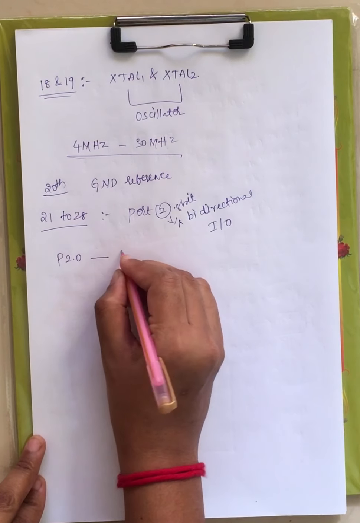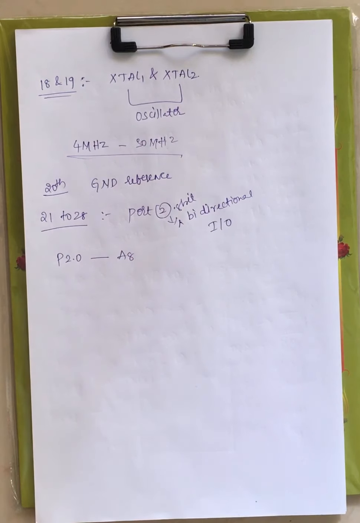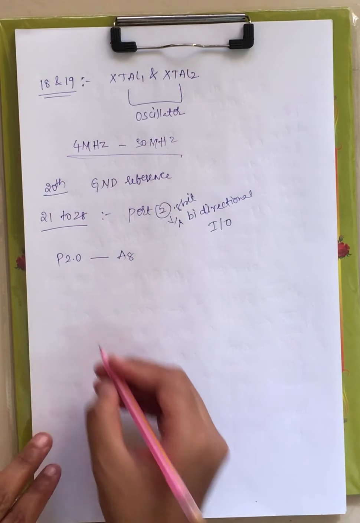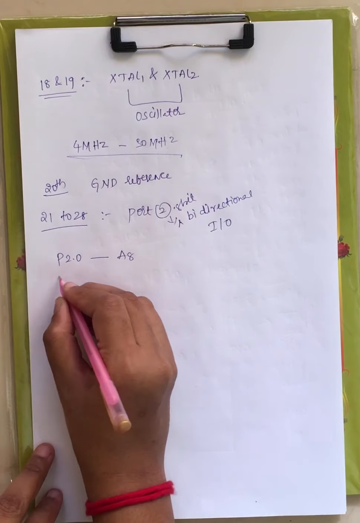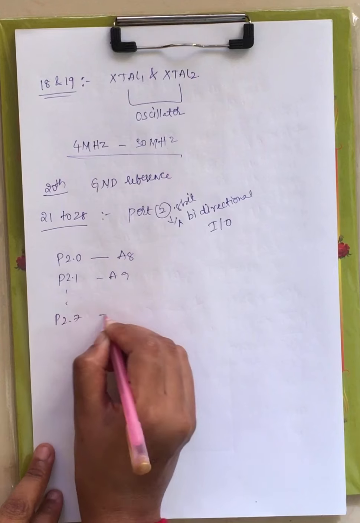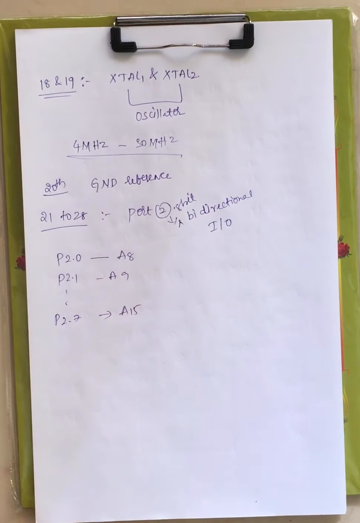Port 2.0 with address A8, port 2.1 with address A9, and so on. Port 2.7 with address A15. That means higher order address. The higher order address is the special function carried over this particular port 2, right?